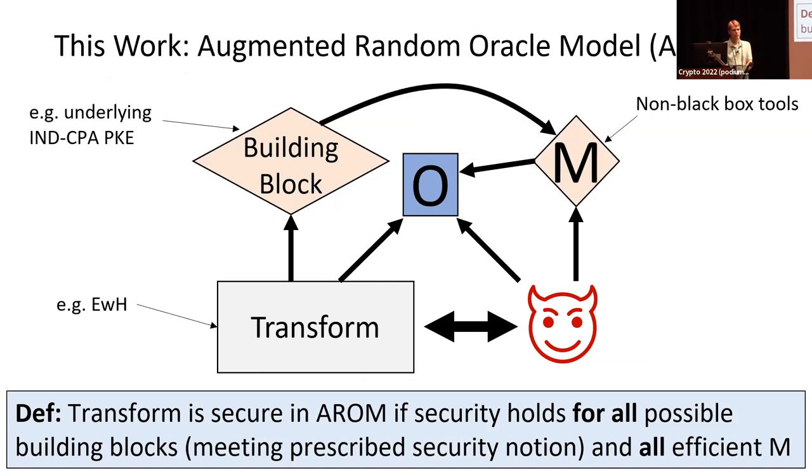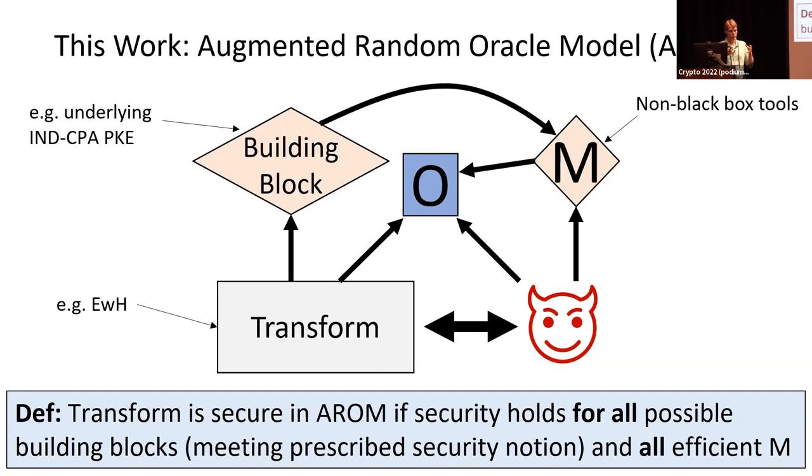And what we do is we add this extra oracle M. What this extra oracle M is going to do is model whatever non-black box technique you're going to try to throw at your problem in order to give an unassociability result. Because we don't know necessarily whether you're going to use obfuscation, fully homomorphic encryption, garbled circuits, whatever, what we're going to do is quantify over all possible M's.